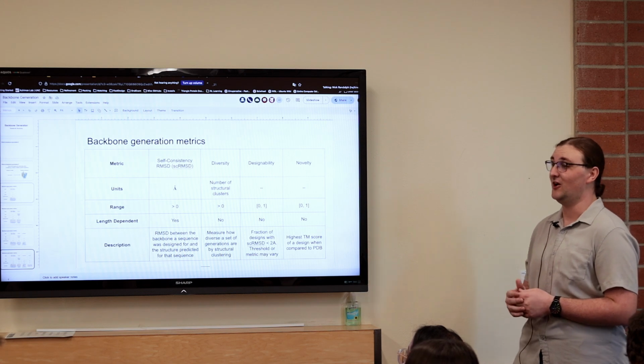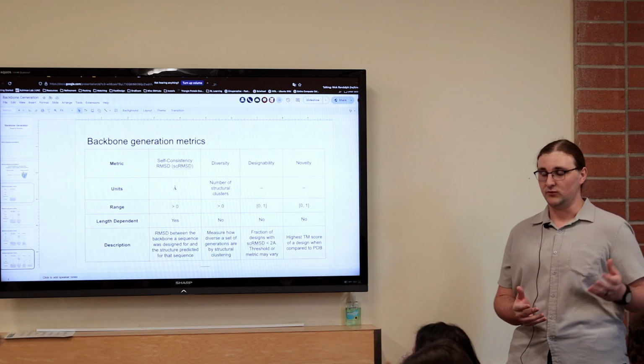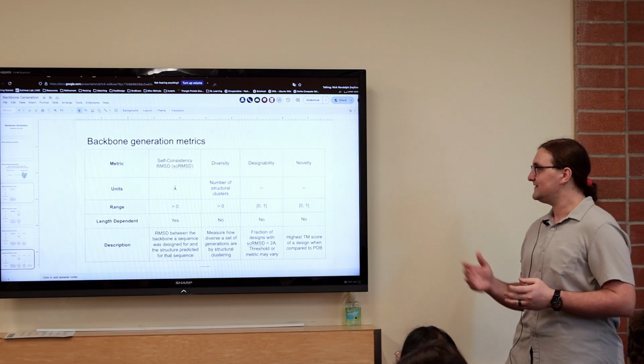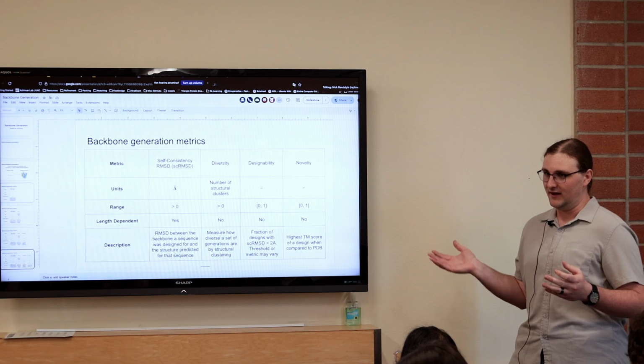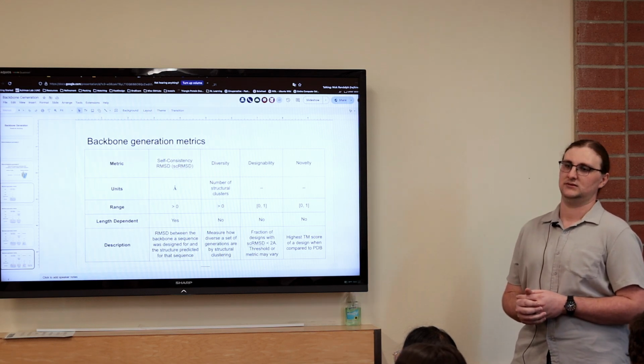And a lot of these depend also on the sequence design method that you're using. So if your sequence design method is really bad, maybe it's Rosetta, which is a few years old at this point, versus ProteinMPNN or something like that, or even newer versions of that. It really depends a lot.